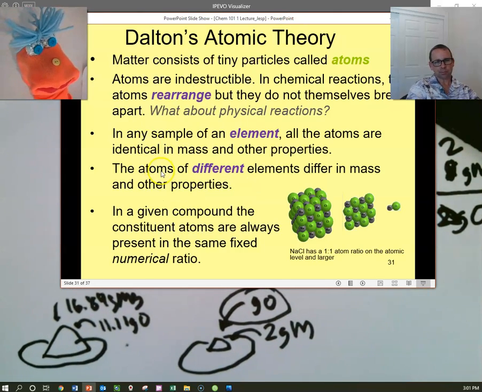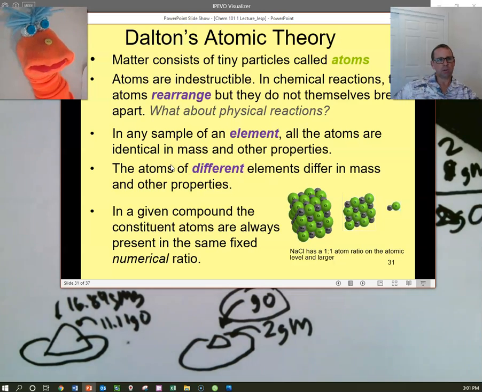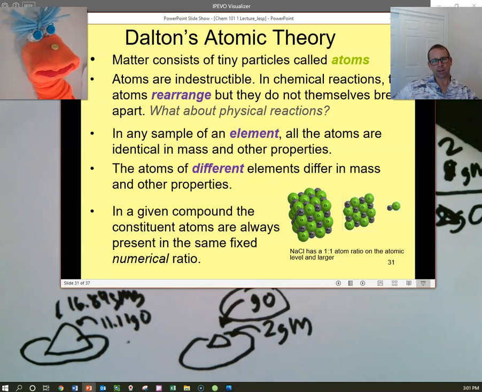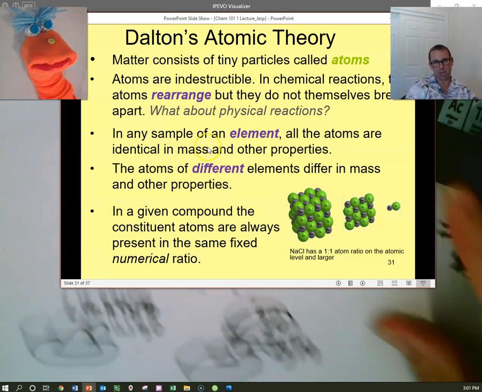Now, Charles Dalton was a chemist, or not chemist, but a scientist early on who was definitely considered a chemist, but he was also many things.